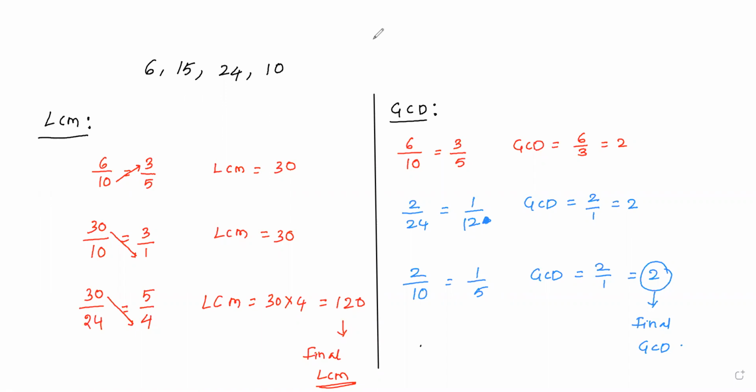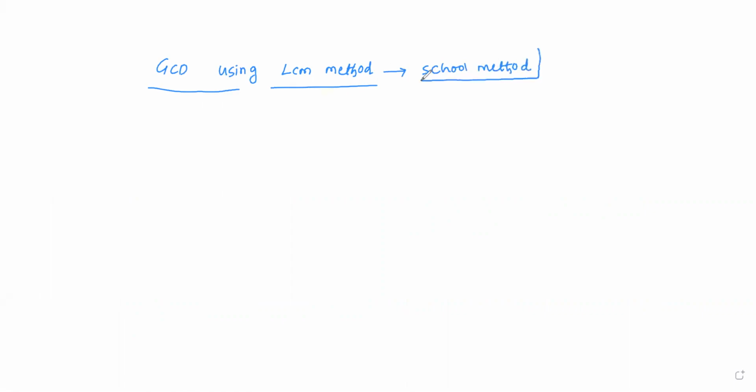Okay. Let us see how we can find the GCD using the LCM method. This LCM method is nothing but your school method. Okay, this is your school method. Suppose 12, 16, 18, let me take here.